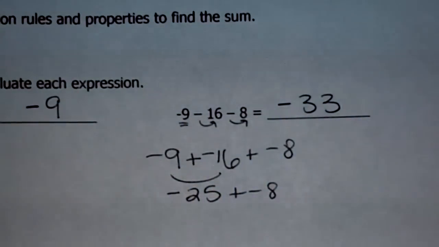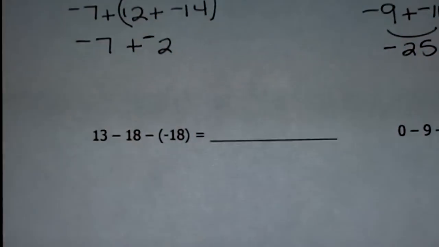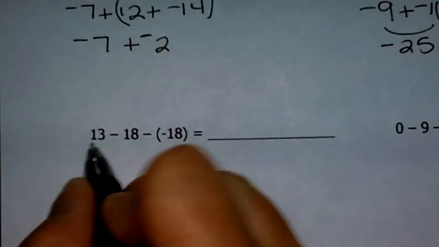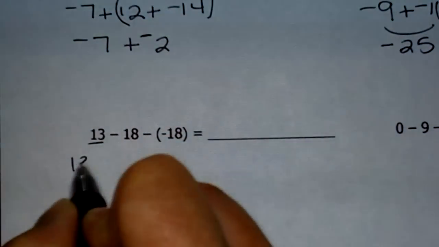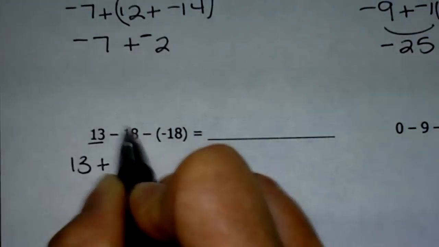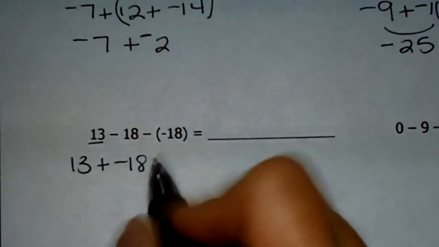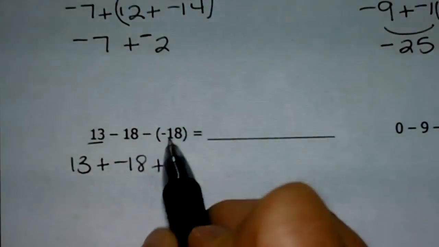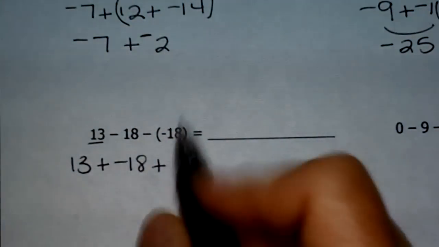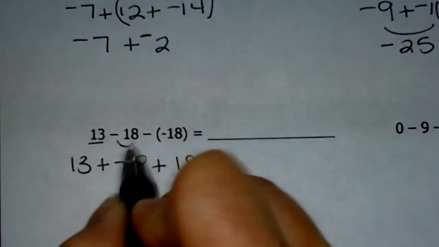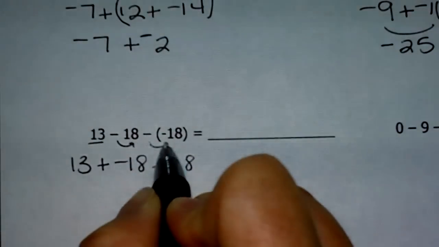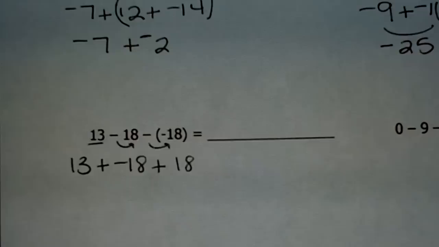All right, moving along. Keep change. Leave your 13 alone. Change this subtraction to addition. Change this positive 18 to a negative 18. There's more subtraction, but wait, there's more. Change it to addition. And that was a negative 18, so I'm going to make it a positive 18. So again, we're changing the signs of the number that follow the subtraction sign, leaving that first number alone.